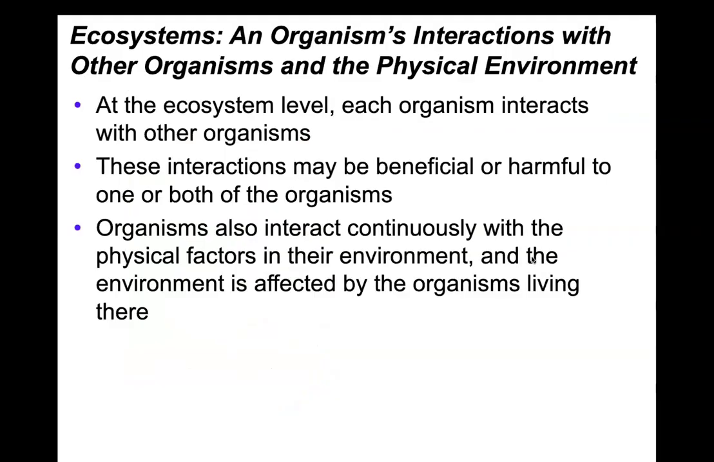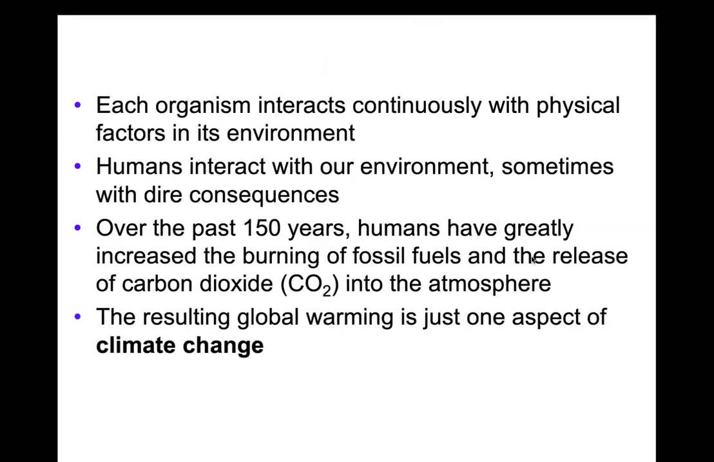At the ecosystem level, each organism interacts with other organisms. These interactions may be beneficial or harmful to one or both of the organisms. Organisms also interact continuously with the physical factors in their environment, and this environment is affected by the organisms living there. Humans, for example, will interact with our environment, sometimes with dire consequences.